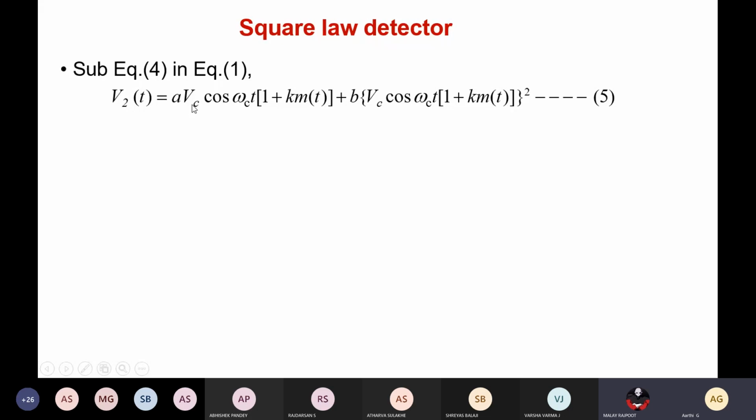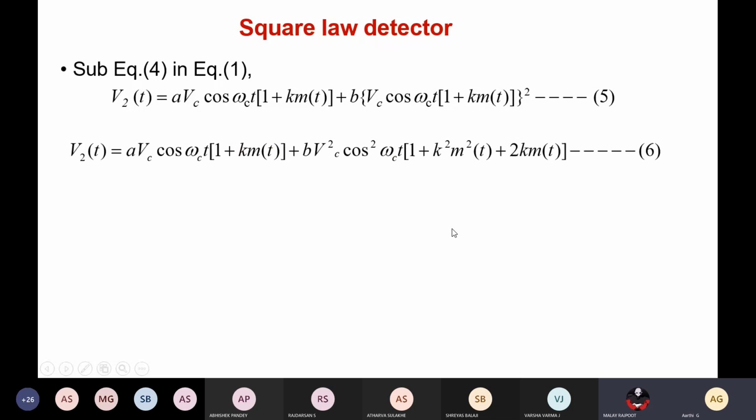The first term you can take inside, and for the second term you have to square 1 plus K m of t. It is an a plus b whole square form, so just expand it. Now we expand this: A Vc cos omega ct into 1 plus K m of t, plus B into Vc square cos square omega ct into 1 square plus K square m square of t plus twice of K into m of t. We are just using the formula and expanding. After this, we have the sixth equation.